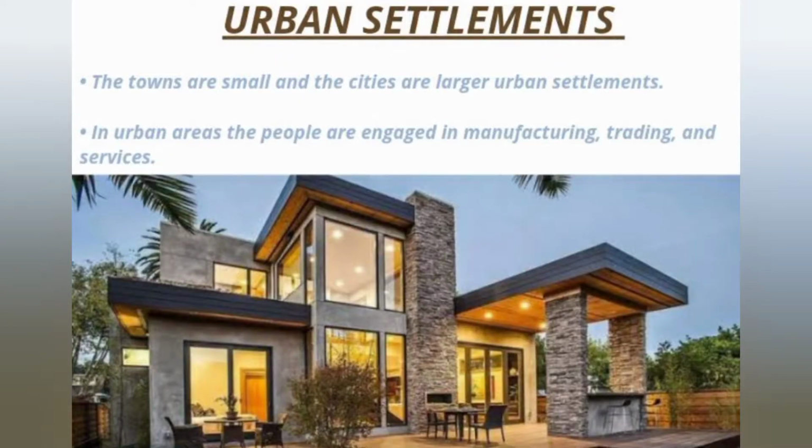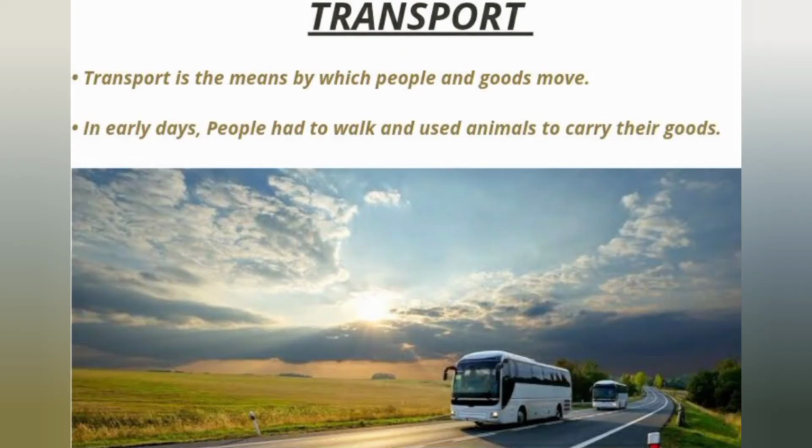Now we will discuss urban settlements. The towns are small and the cities are larger in urban settlements. In urban areas, the people are engaged in manufacturing, trading, and service. Now we will discuss transport. Transport is the means by which people and goods move.